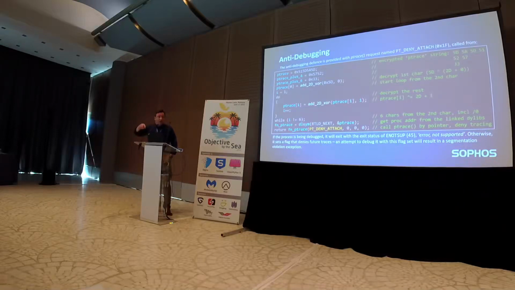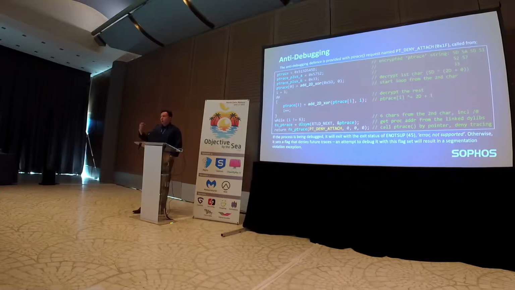Then it will call dlsym. Just like before, it obtains the function pointer to ptrace, and that pointer is copied into the fn_ptrace variable. Following that, it calls ptrace and returns the result. ptrace is called with the first parameter being PT_DENY_ATTACH. What does that flag mean? If the process is being debugged, that call will exit, with the status of ENOTSUP, which means error not supported, error code 45.